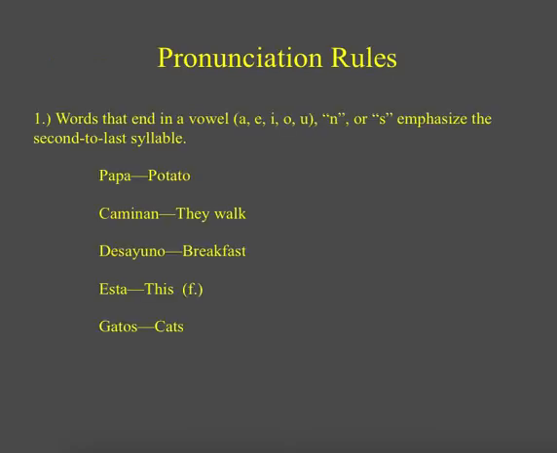The first one, words that end in a vowel. In other words, A, E, I, O, U. Words that end in an N or words that end in an S emphasize the second to last syllable, which is going to include a vowel. The syllables always include a vowel. So when a word ends in a vowel, N, or S, the second to last syllable is emphasized.